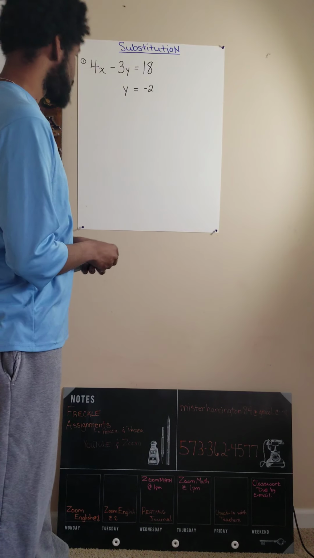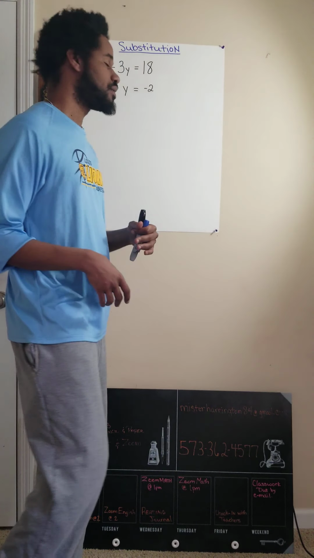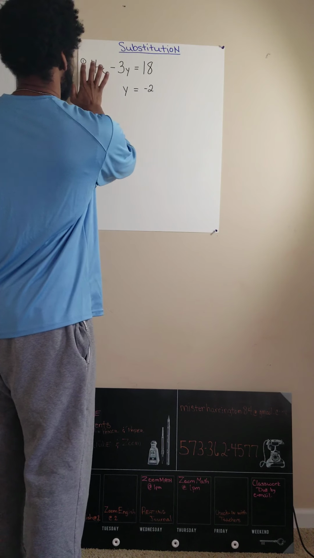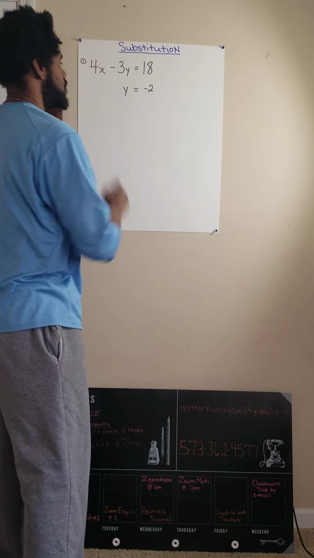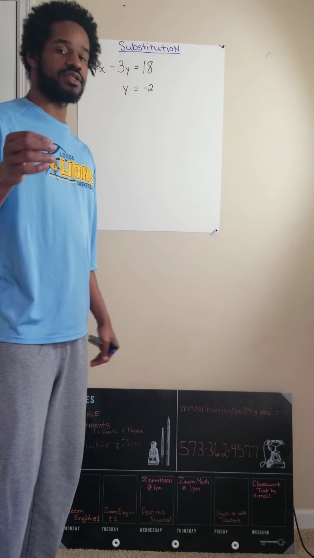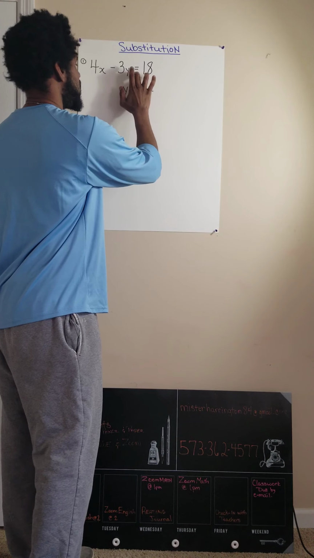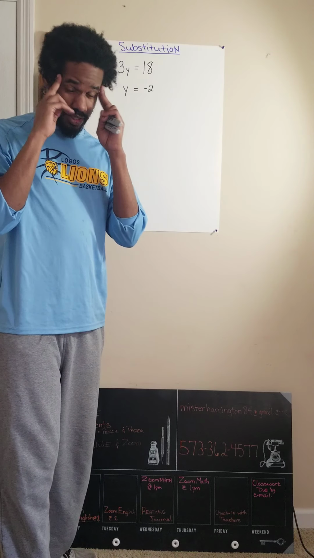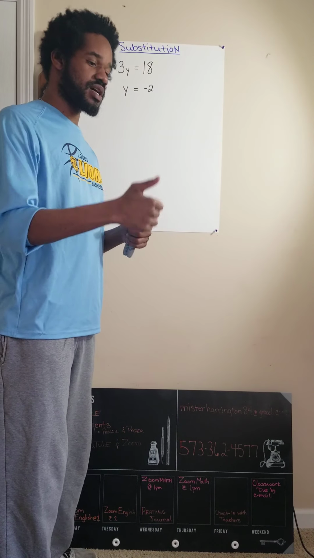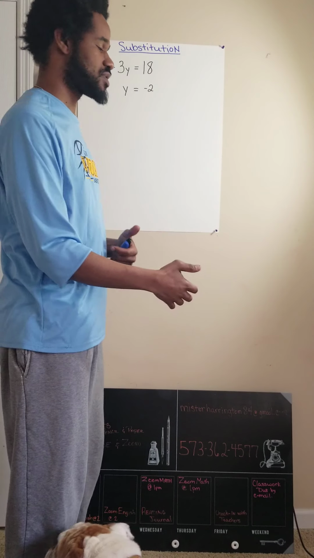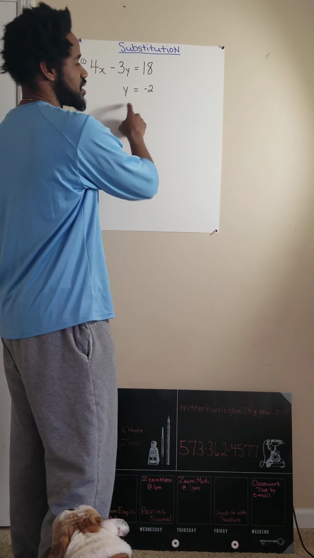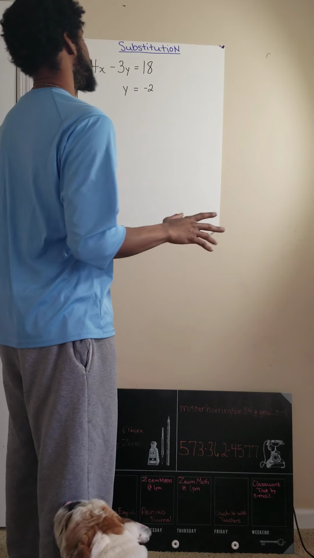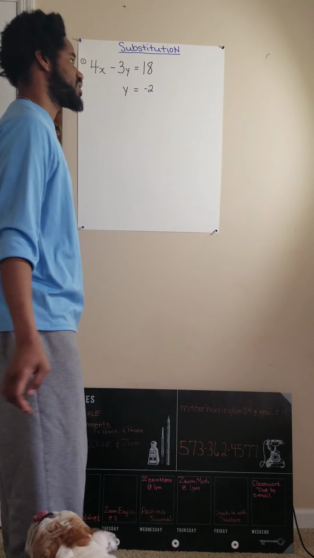Okay, so in substitution, you're going to have two equations. The reason they are equations is because of the equal sign. That's one thing that you want to remember: equations mean equal signs. If it doesn't have an equal sign, then it's just an expression. Okay? So, for these, you have your two variables, x and y.